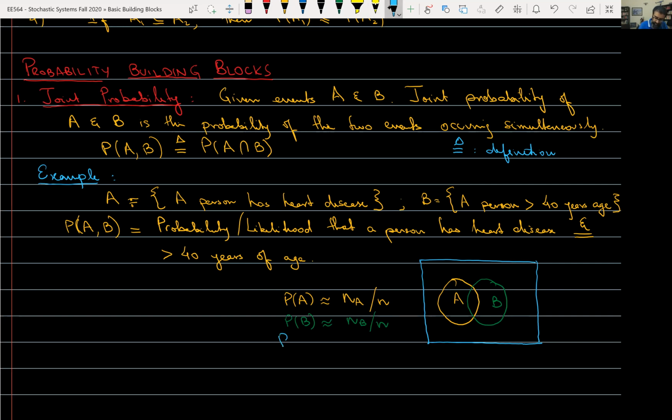And finally, what will P of A comma B be equal to? This will be the number of people who have heart disease and who are above 40 years of age divided by the total population size. So essentially, this is the area that you're going to be looking at. So this is what A intersection B is. Okay? And you can have many other examples.